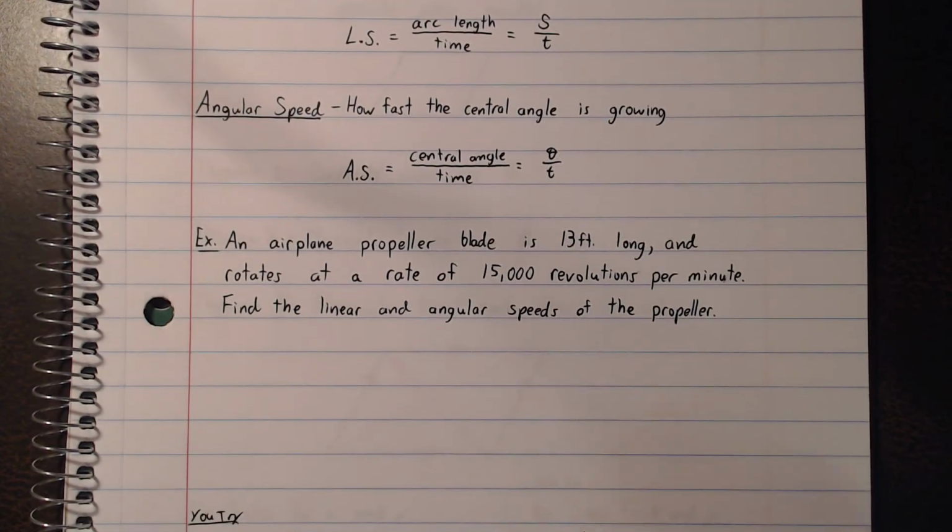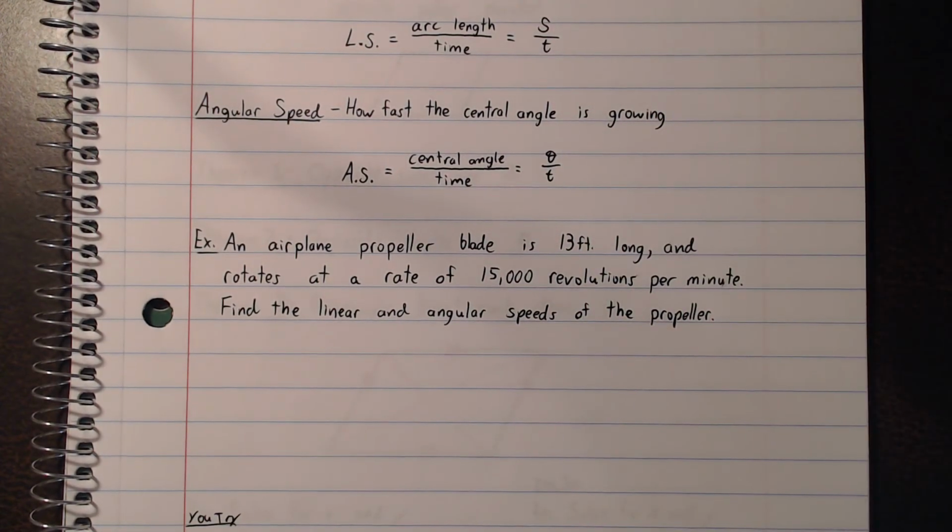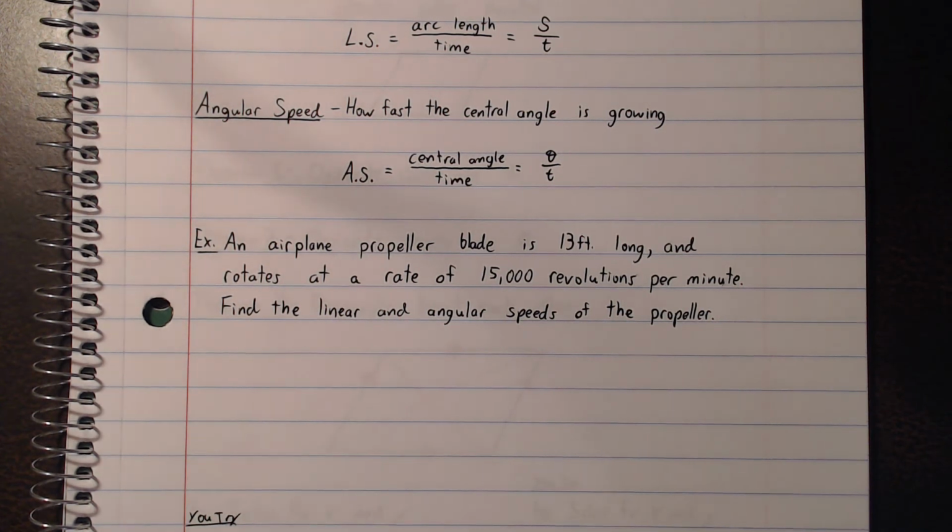And I'll leave these up here for us to reference too. It says an airplane propeller blade is 13 feet long and rotates at a rate of 15,000 revolutions per minute. We want to find the linear and angular speeds of the propeller. By the way, anybody who flies planes, I don't know if those are correct numbers or not. I kind of made them up a little bit, so this might not be the most realistic, but it's going to work for us anyways.